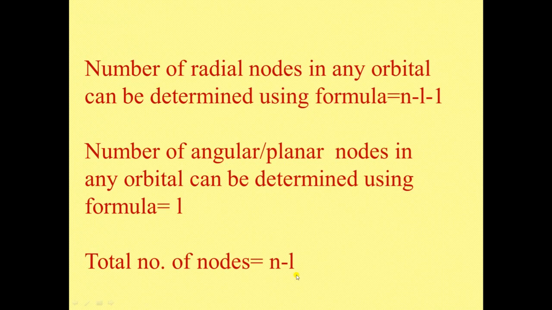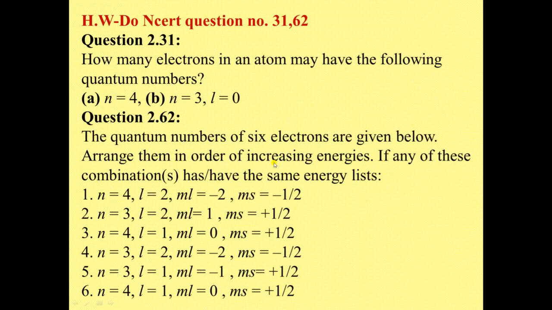Now remember, s orbital has only radial nodes and p, d, f orbitals have radial nodes as well as angular nodes. So that's all for today, students. Now this is your homework that you have to do today. Note down these questions.